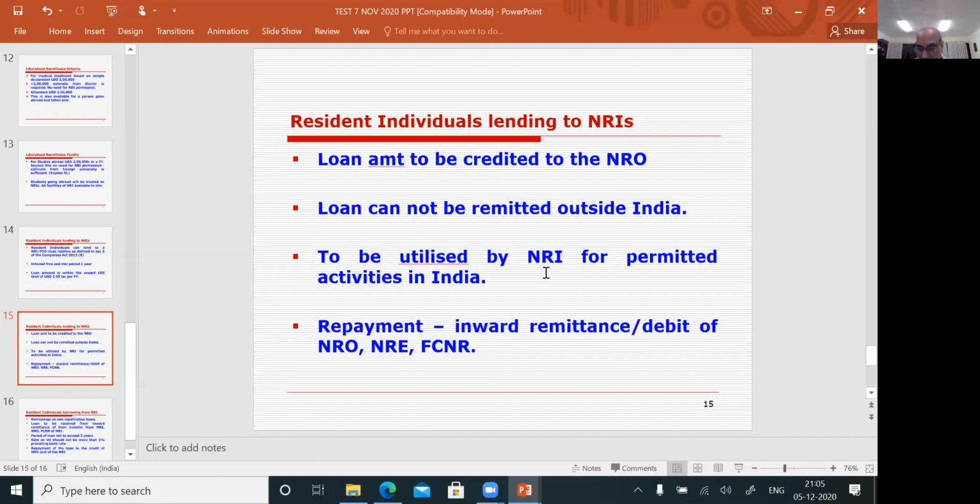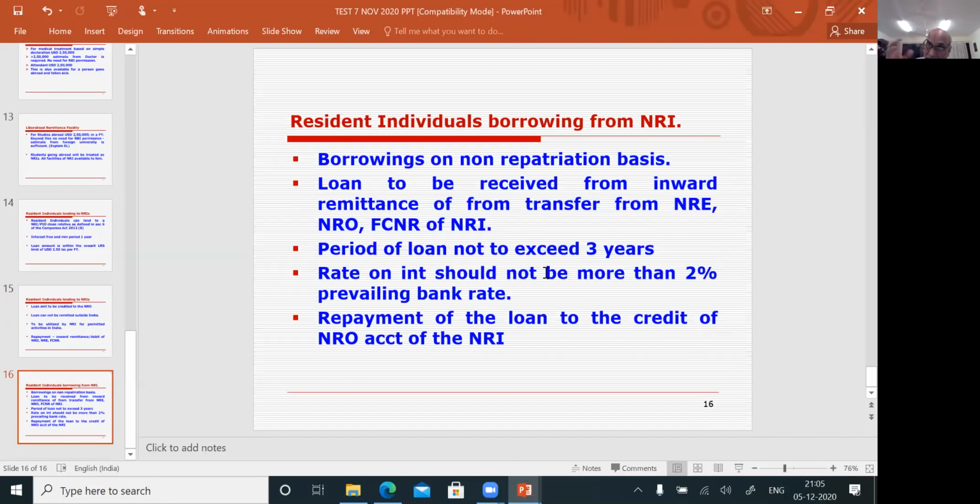Another point, loans from NRIs to residents. From abroad, the money is coming. So resident individuals borrowing from NRI. Money is coming from abroad to you. You are a resident individual borrowing from NRI. Borrowings on a non-repatriation basis. You borrow the money, but the money should not be sent back to him. You have to credit only to his local account when you are repaying the money. The loan is to be received through inward remittance or other transfers. The period of the loan is not to exceed 3 years.